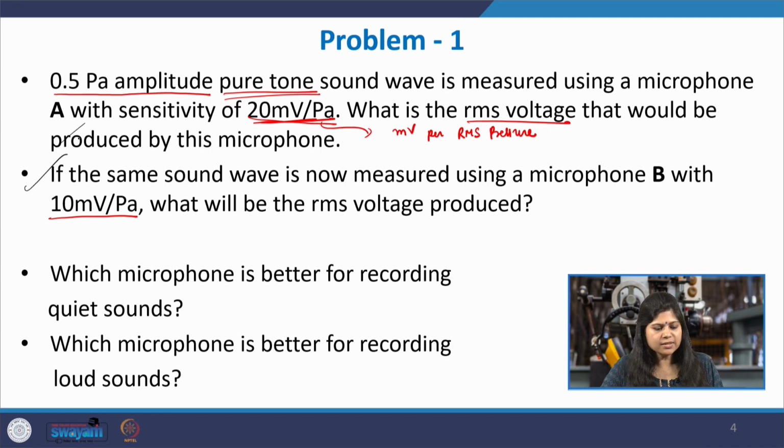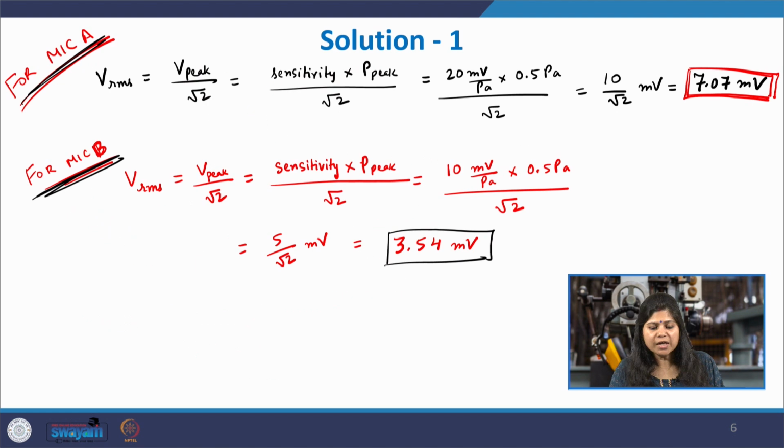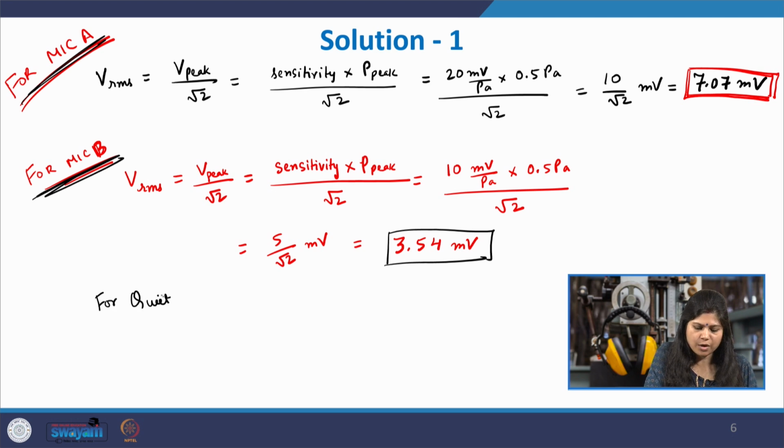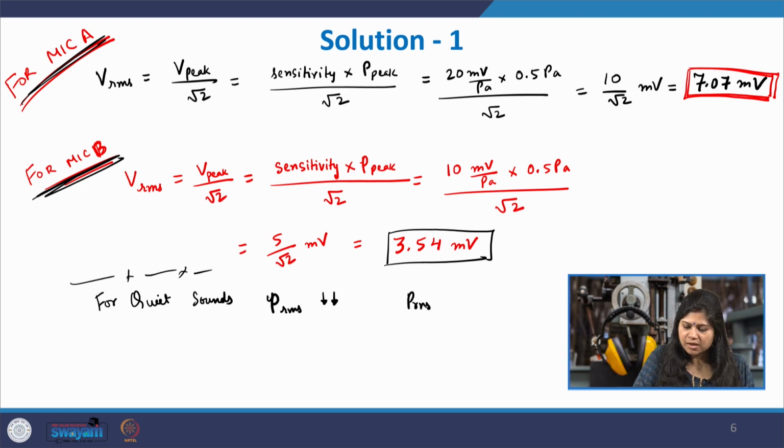It is also asked which microphone is better for recording quiet sounds and which microphone is better for recording the loud sounds. Now, if you think about this, for quiet sounds, usually it means that the pressure value is quite low, or simply the PRMS in general is a low value, and we would like to obtain a readable signal. We do not want a very weak or faint signal.